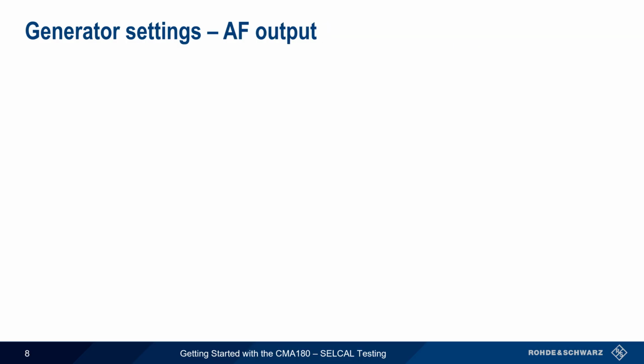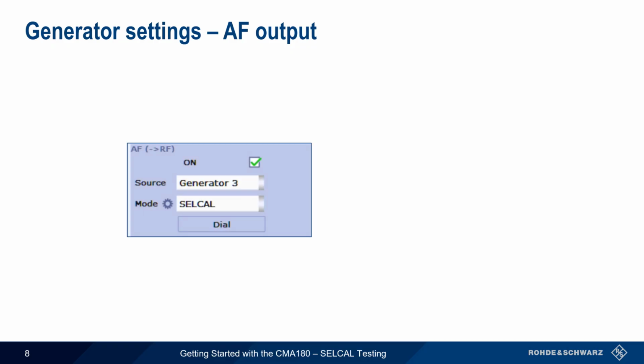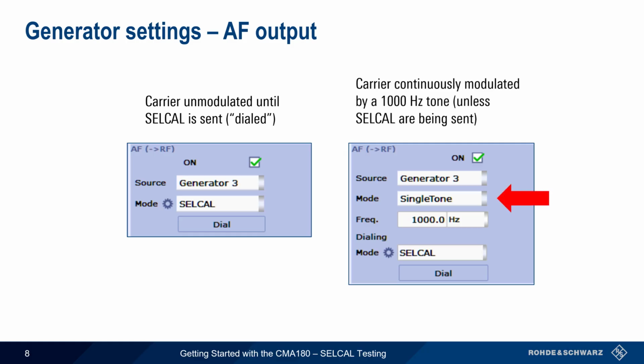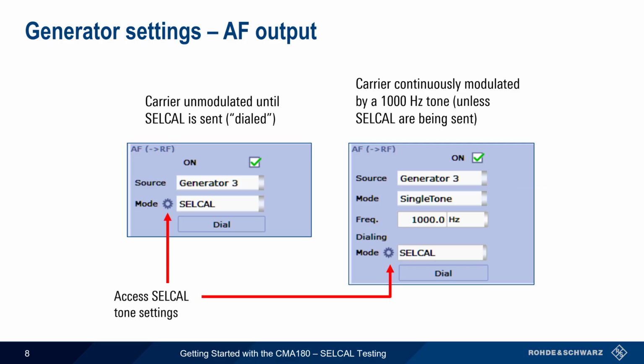Below the RF settings are the AF settings. If the mode is set to SELCAL, then the carrier is unmodulated, except when SELCAL tones are manually sent or dialed. Alternatively, the mode can be set so that various types of modulation are applied to the carrier. For example, here a 1000 Hz tone is transmitted continuously and is only interrupted when the SELCAL tones are being sent. In either case, the small gear icon can be used to access the SELCAL tone settings.